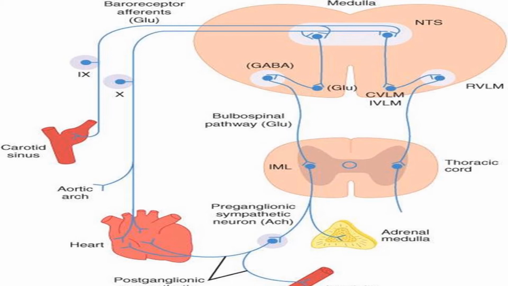RVLM. Before we have seen that the rostral ventrolateral medulla stimulates the sympathetic centers. So, if the caudal ventrolateral medulla secretes GABA, what will happen? It will inhibit the rostral ventrolateral medulla. So, no more excitatory stimulus from the rostral ventrolateral medulla to the sympathetic centers. As a result, sympathetic discharges to the heart will decrease.